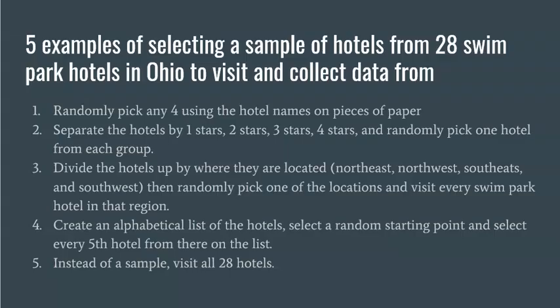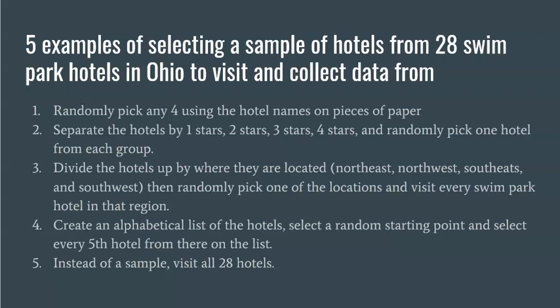So imagine if we have 28 swim park hotels in Ohio. So these are Ohio hotels that have swim parks inside of them, right? Water hotels or water park hotels, whatever you want to call them. And we want to get a sample of them. Maybe we want to find out how many average rides they have. What's the average cost per night? What's the average cost of a room? What's the average amount of people that visit there? Maybe we want to find out the proportion of people that are from out of state versus in state. I don't know. The point is I want to collect some data from these hotels, right?